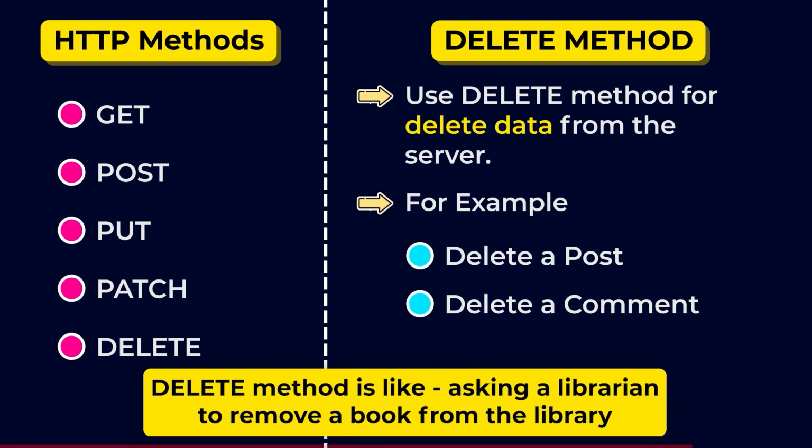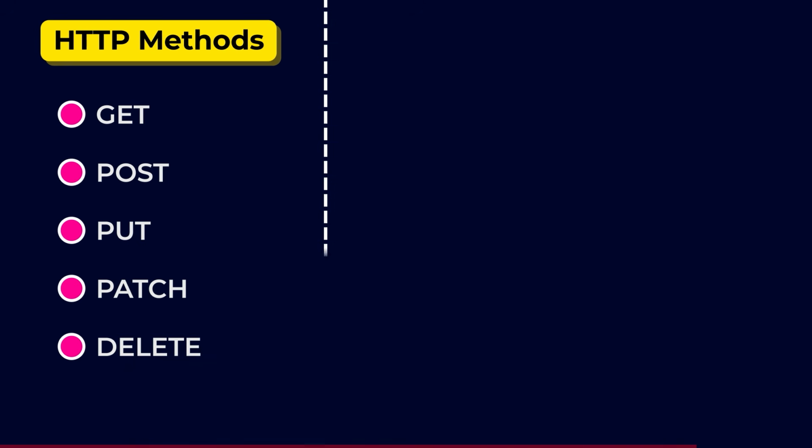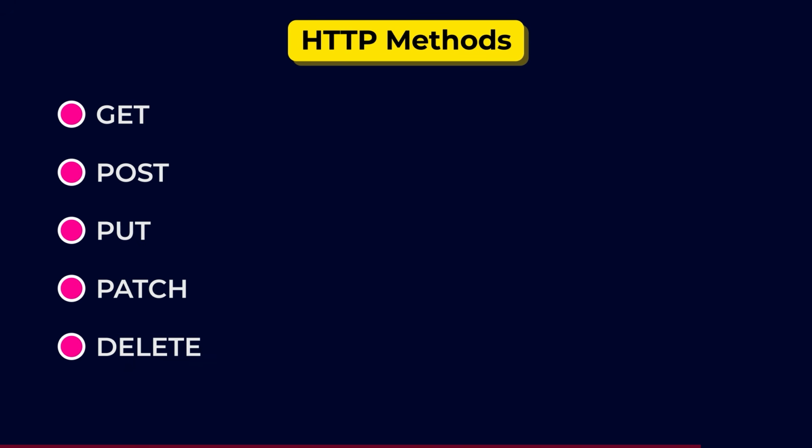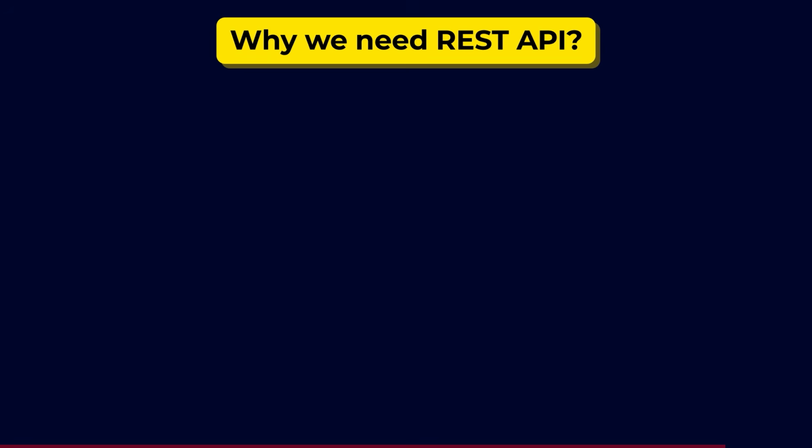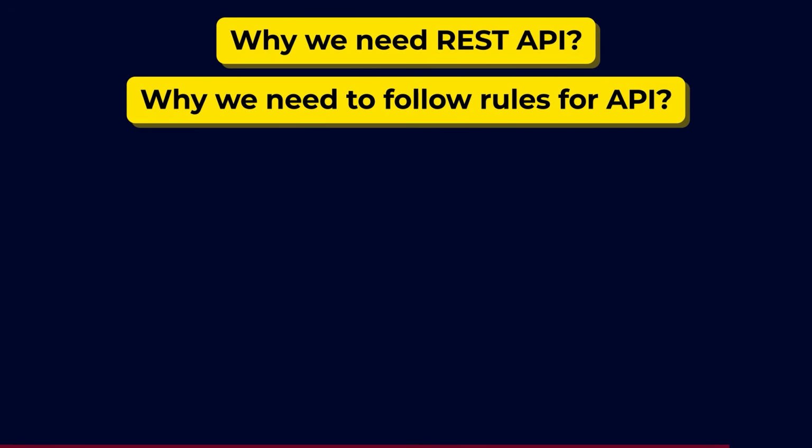So you can see HTTP methods are very simple. We will use these 5 HTTP methods to define our different types of APIs. So these are just a few rules we see currently, but don't worry, we will learn all these rules as we build APIs. Now you might ask why we need REST API, why we need to follow rules for building APIs. By following rules, we can make things organized, and that's true for REST API also. Rules will make our API more organized.